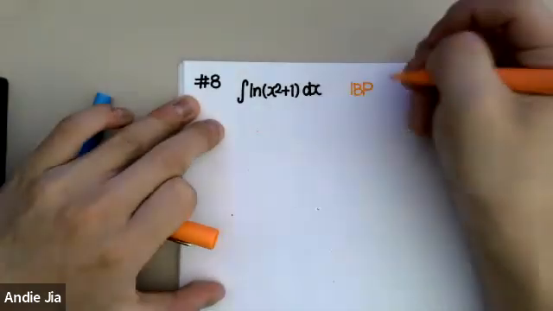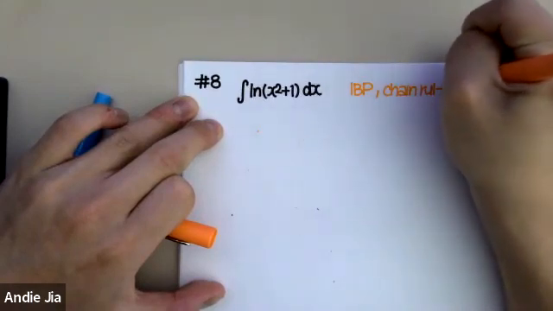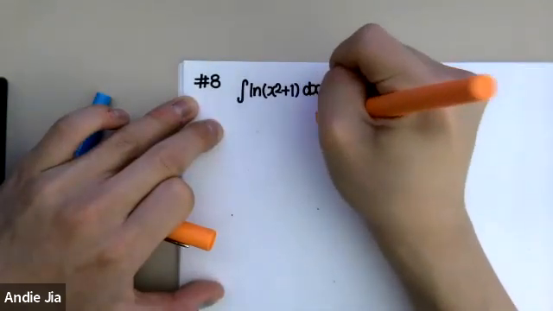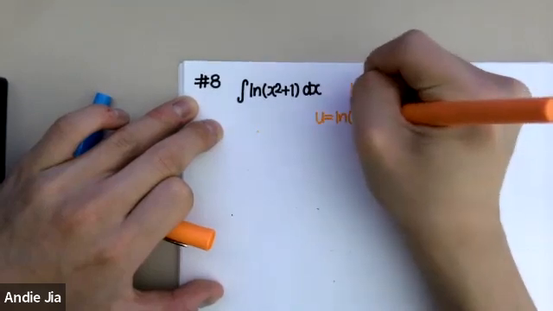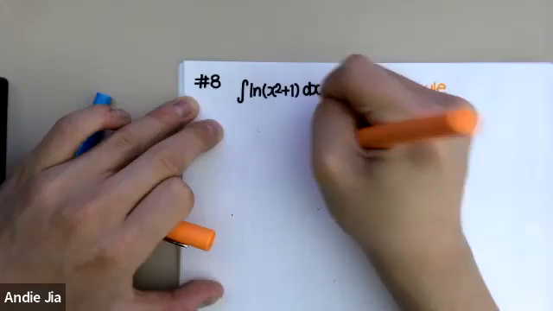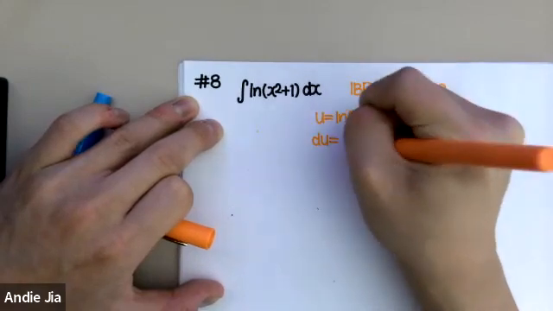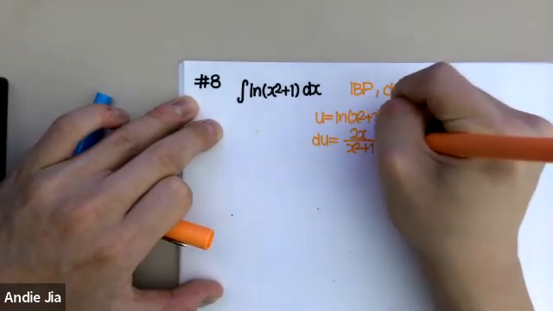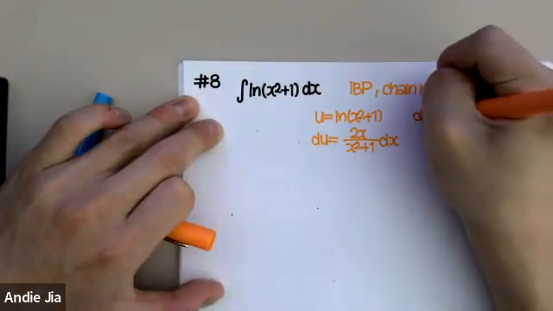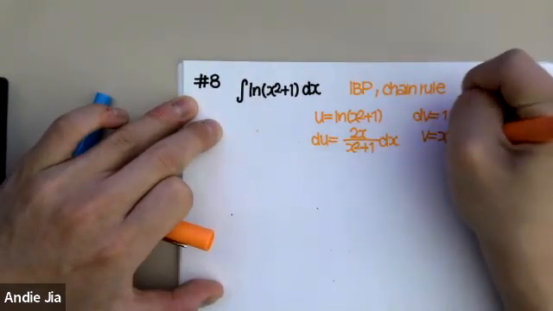Use a chain rule here. So if u is going to be natural log of x squared plus 1, du is going to be 2x over x squared plus 1 dx. Then dv is 1 dx, v is x.